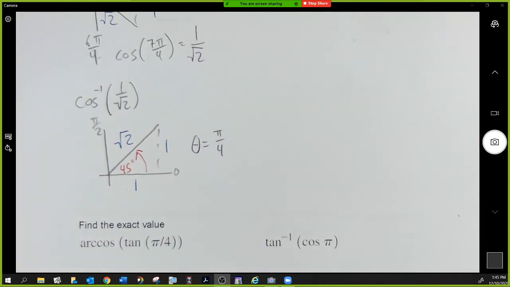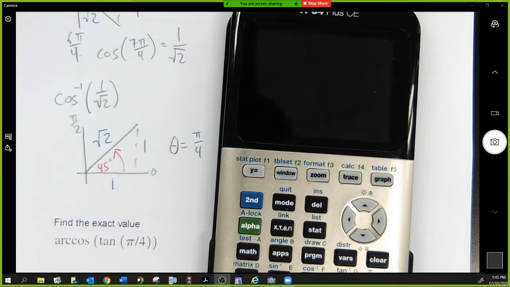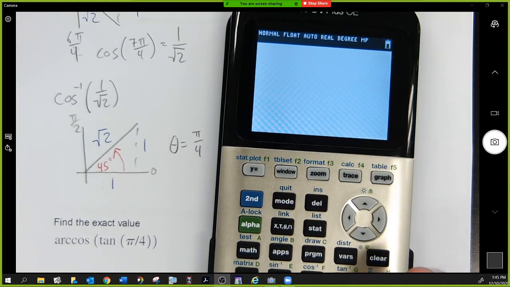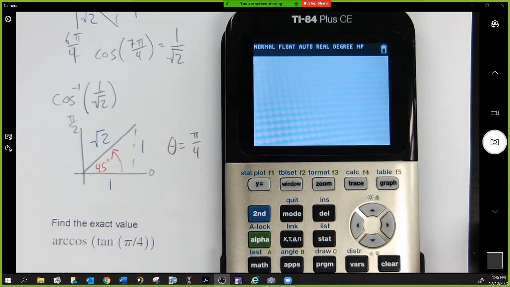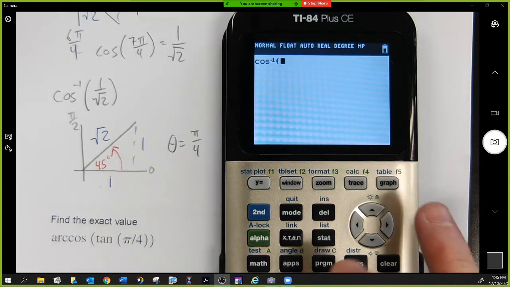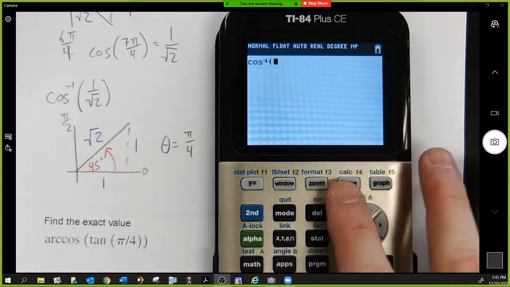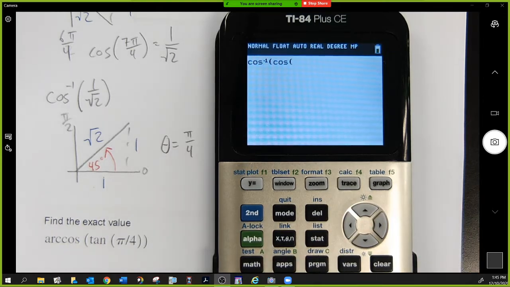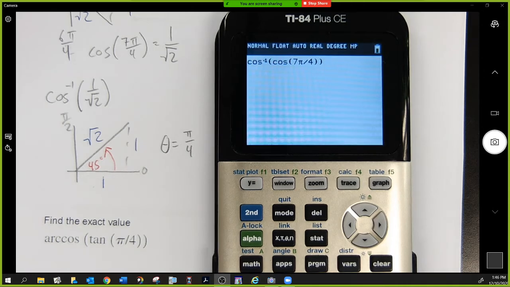Now, just to prove a point, handy dandy calculator. You can see that I'm in degree mode just because I don't know what 3.14 divided by 4 is, but I do know what 45 degrees is, right? So I'm going to do cosine inverse of cosine of 7 pi divided by 4. And it should say 45.